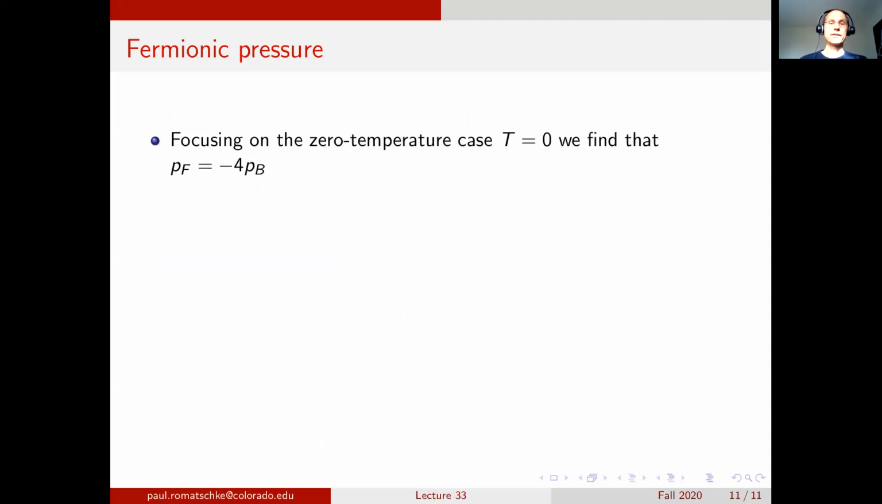Nevertheless, if we focus on the zero temperature case, T to 0, the logarithms don't contribute, and we only have the zero temperature contribution in the integrals. From this, we find that the pressure of our Dirac fermion is minus 4 times the pressure of the corresponding scalar field.